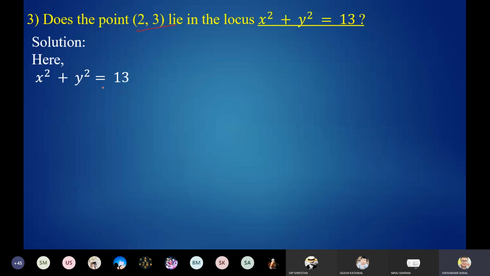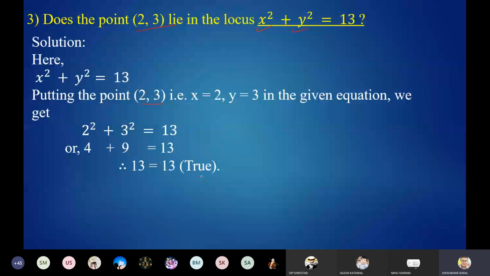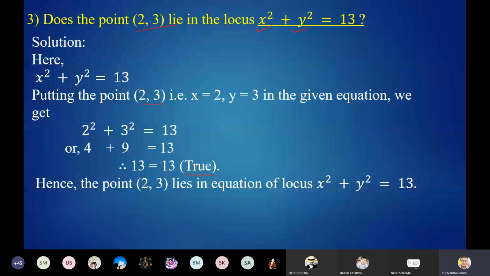X square plus y square is equals to 13. This is the given equation. Putting the point 2, 3, that is x equals to 2 and y equals to 3 in the given equation, we get 2 square plus 3 square equals to 13. So 4 plus 9 equals to 13. Therefore 13 equals to 13. This is true. Okay, if this is true, it satisfies, the left hand side is equals to right hand side.